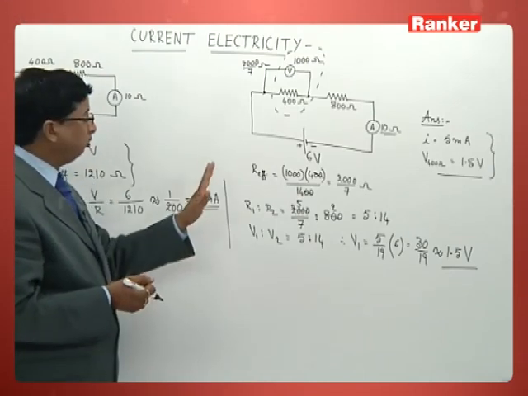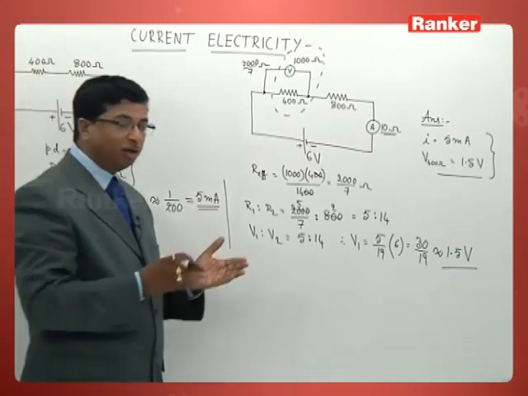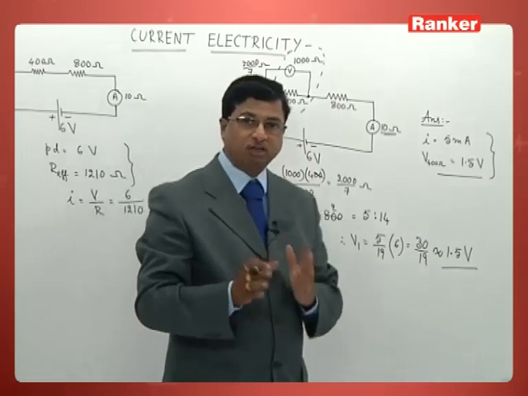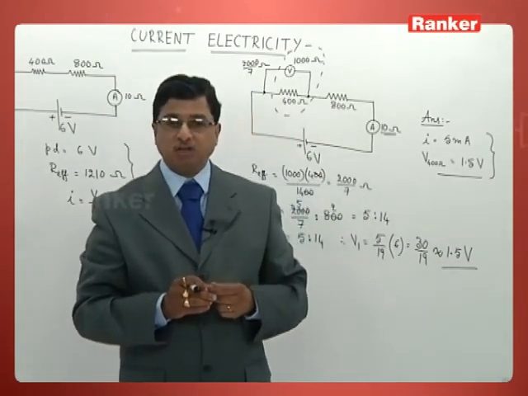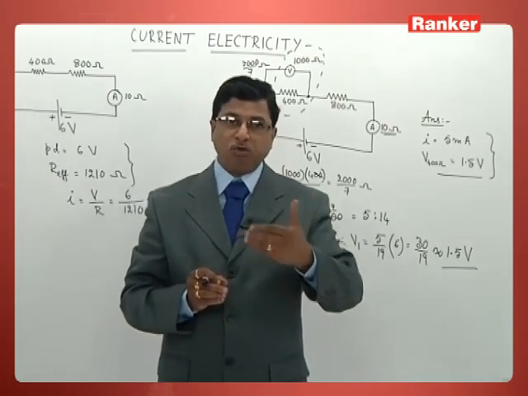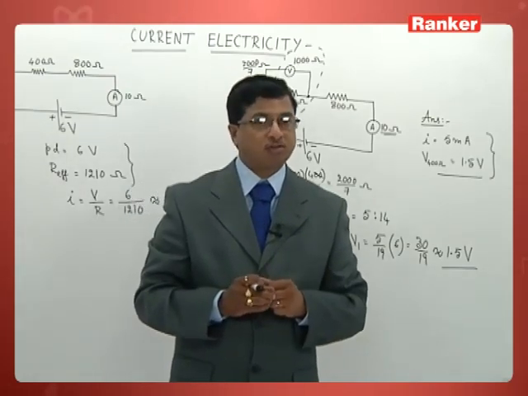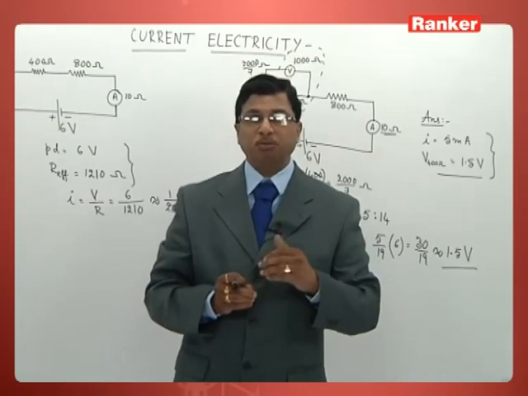So voltmeter should be connected in parallel and ammeter should be connected in series. That is the basic concept one needs to understand to solve these model questions. So this is problem number 20.